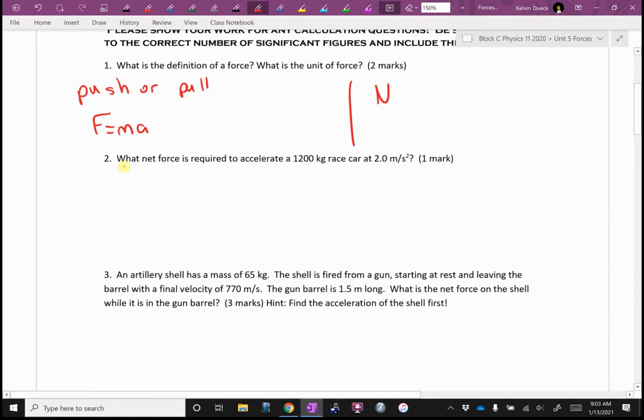What force? Net force? Okay, as soon as it says net force, I can go straight to F equals ma, and they want me to find the net force. It's going to be 1,200 times 2. Heck, I can even do that in my head. 2,400 newtons, yes? 1 mark.